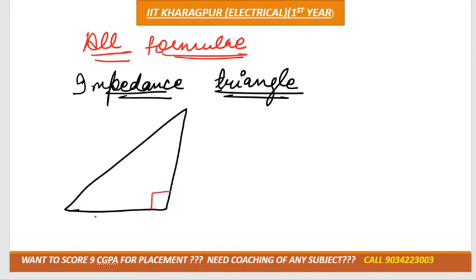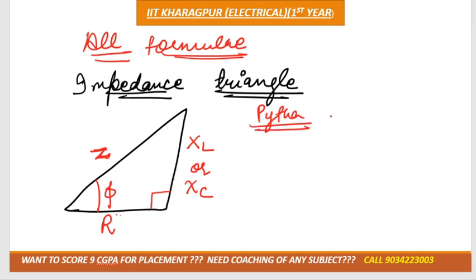In the base, we'll always take the resistance, and in the perpendicular, we'll always take the inductive reactance or the capacitive reactance. And the combination of these two is the impedance, right? And the angle in this triangle is denoted by phi. Understood? Now, if we apply the Pythagoras theorem, remember the Pythagoras theorem?